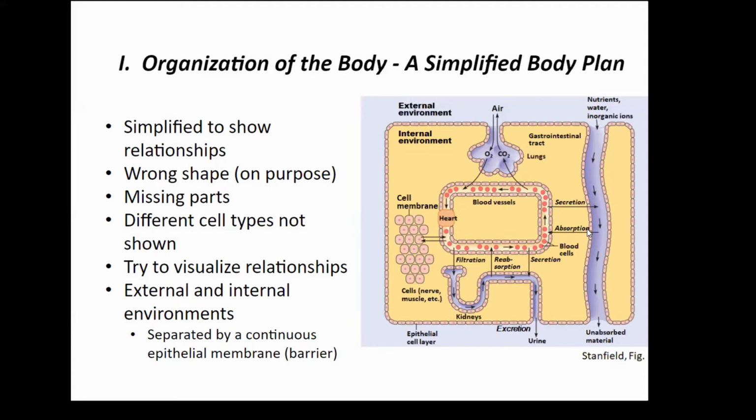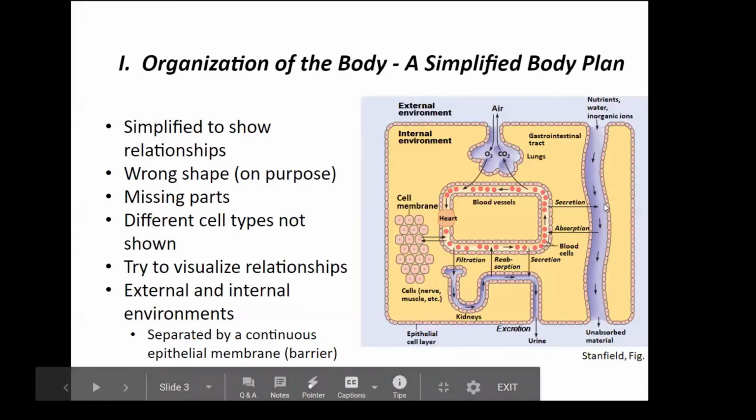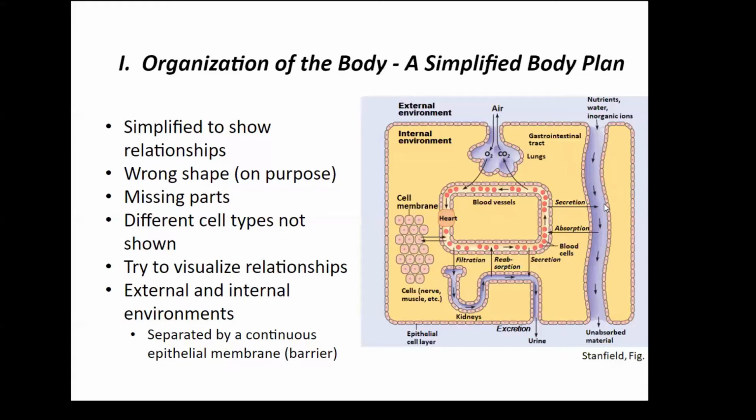So one of the key things we're thinking about as we look at this simplified body plan is how things are moving across different membranes. So in your previous classes, you've all talked about cells. So we've thought about cell membranes and how things cross a cell membrane.